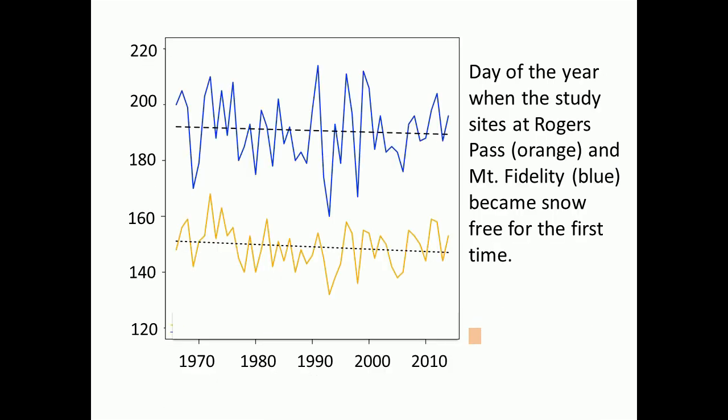This graph shows the day of the year when the study plot first became snow-free. At Fidelity, this is often between day 180 and day 210 on the left axis, roughly between the end of June and the third week of July. At the Rogers Pass study plot, this occurs around day 150, which is about the end of May. Neither of these trends is significant.